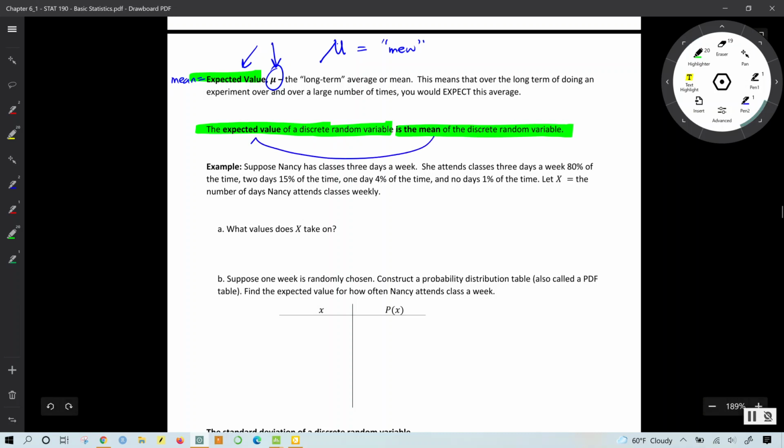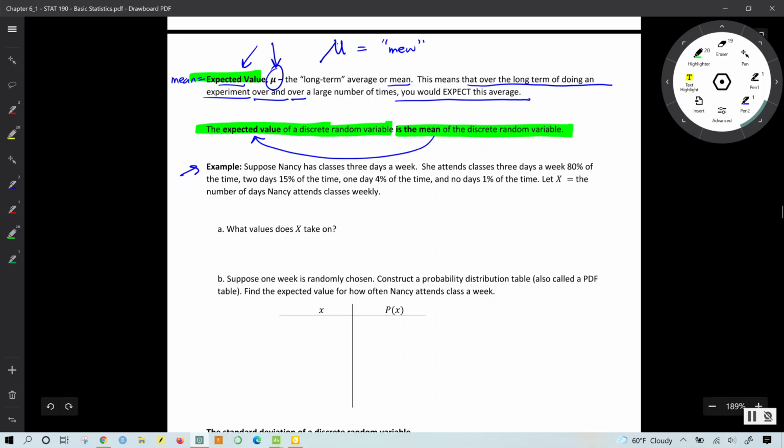Calling the mean the expected value helps us to introduce some dimension to the meaning of the mean in the context of a discrete random variable, because the mean or the average value represents what, over the long term of doing an experiment over and over again, is the number you would expect on average to represent the random variable as a typical value.